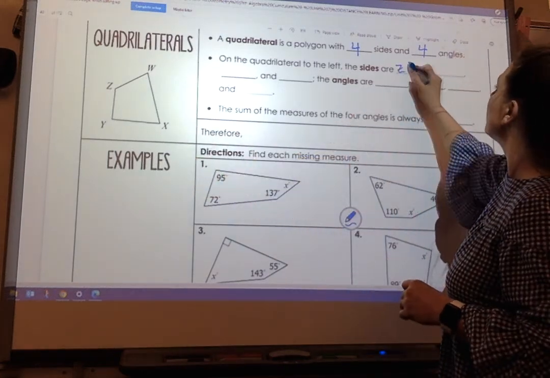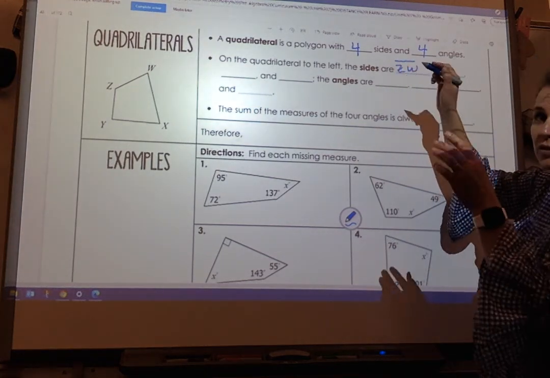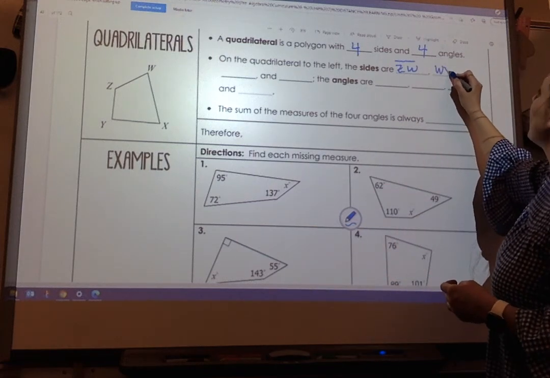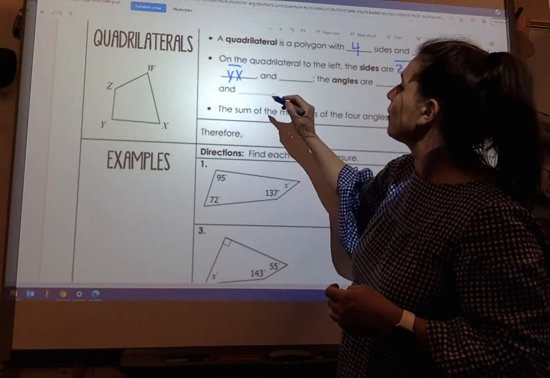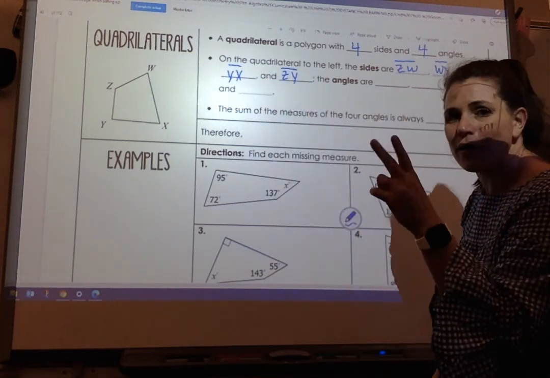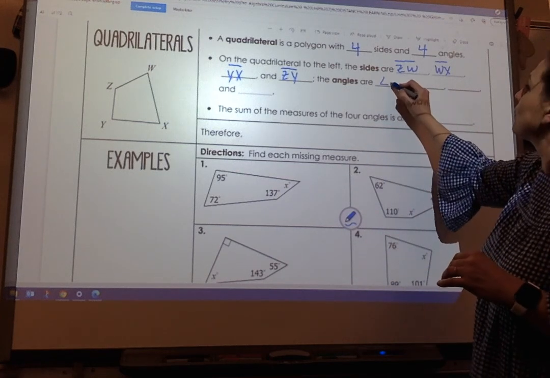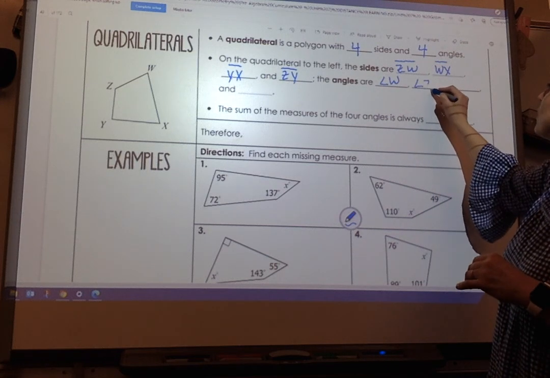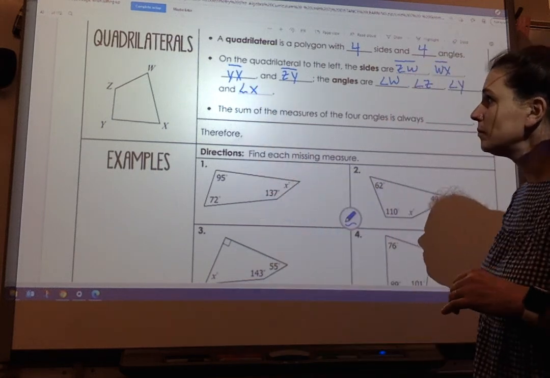that they are ZW. Notice capital letters followed by the segment because there's a clear beginning, clear end. And then I can do WX, capital letter. I can do YX, and I can do ZY, all capital letters with a segment. Doesn't matter the ordering, so don't get caught up in that. The angles are angle W. Notice the angle measurement, uppercase W, angle Z, angle Y, and angle X.